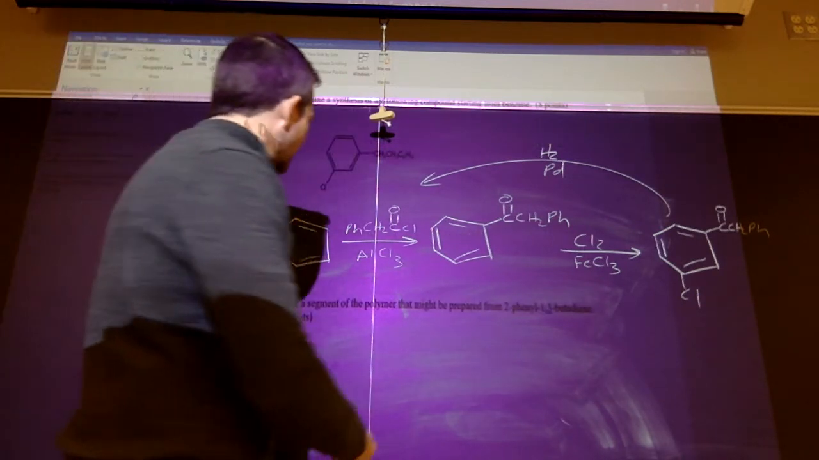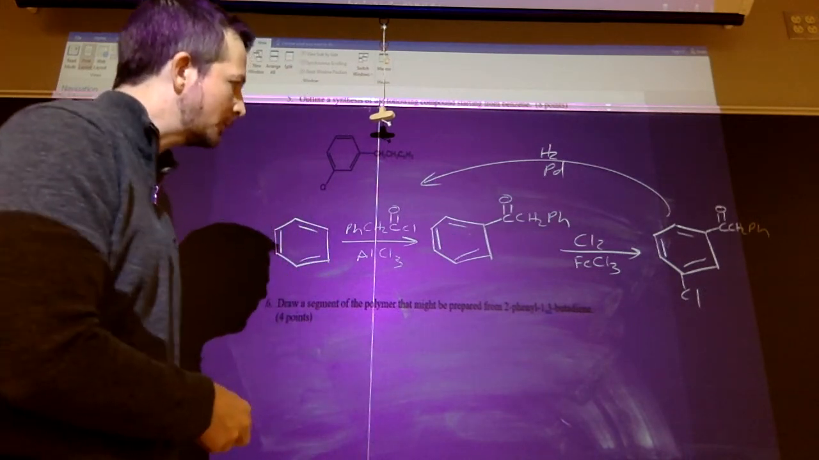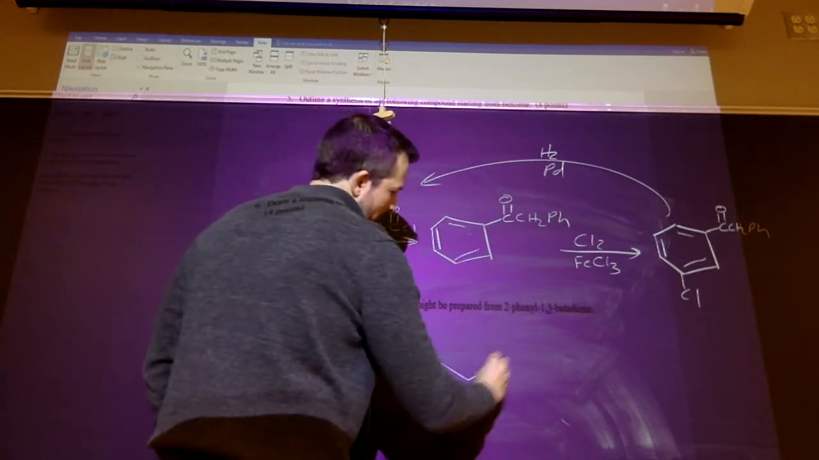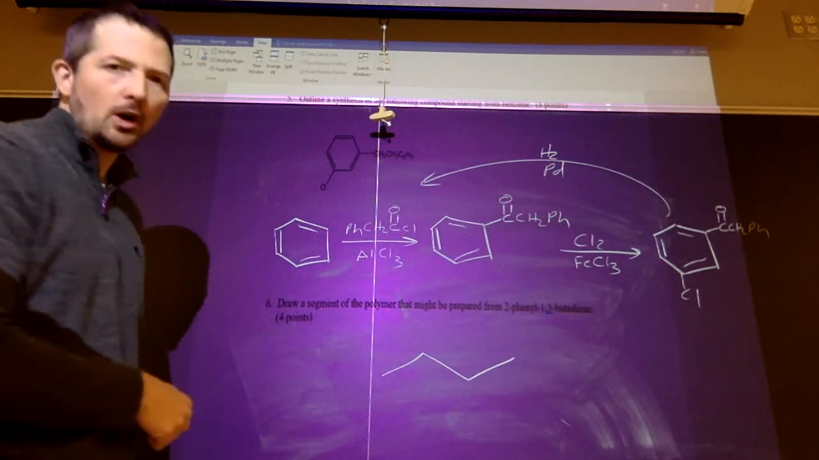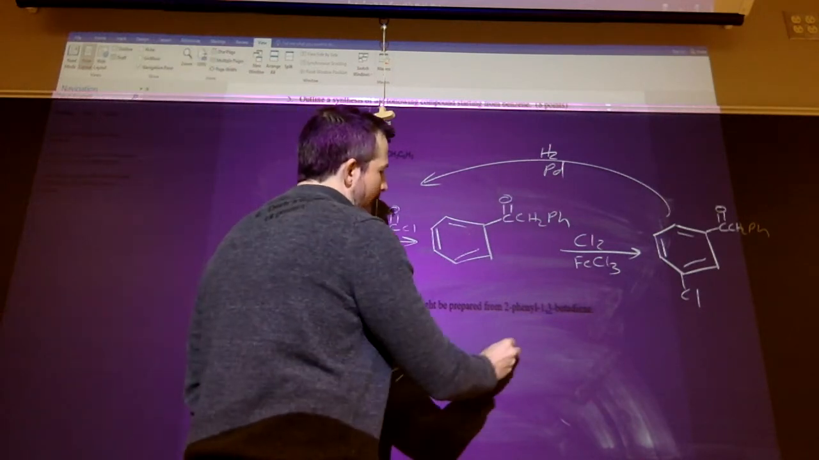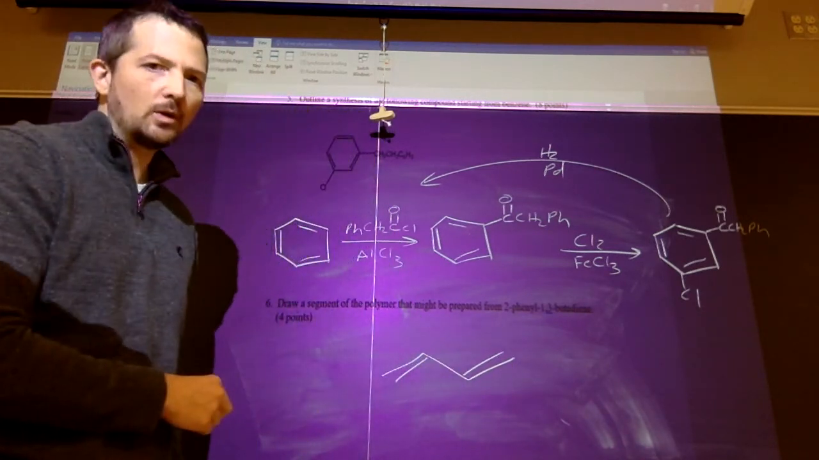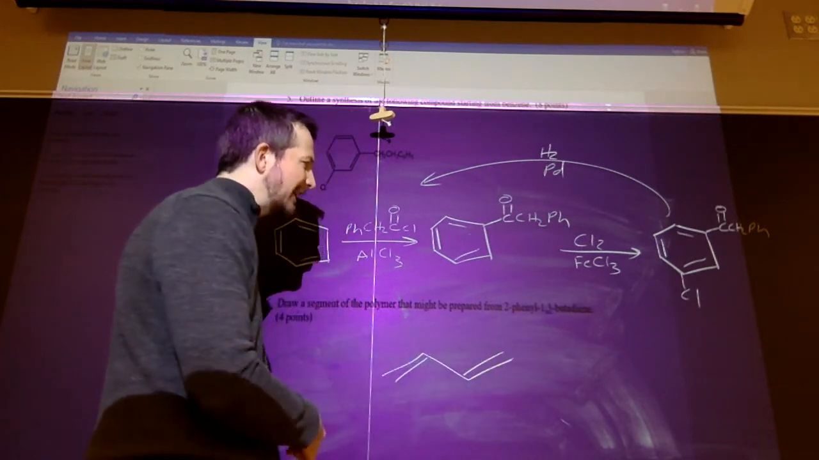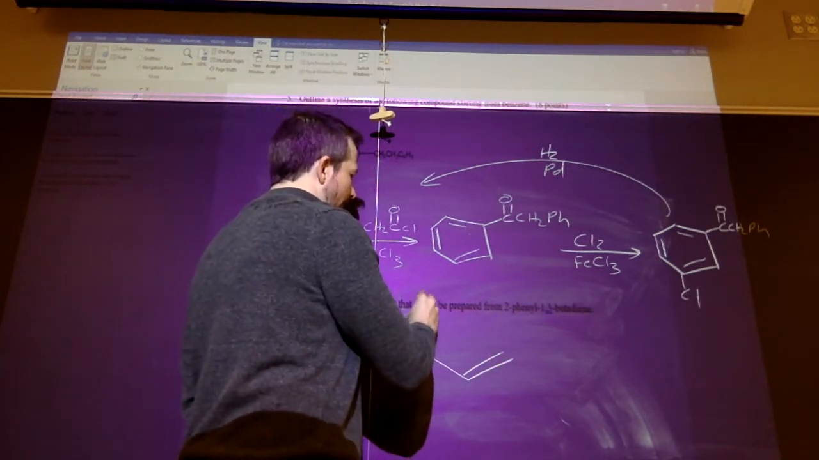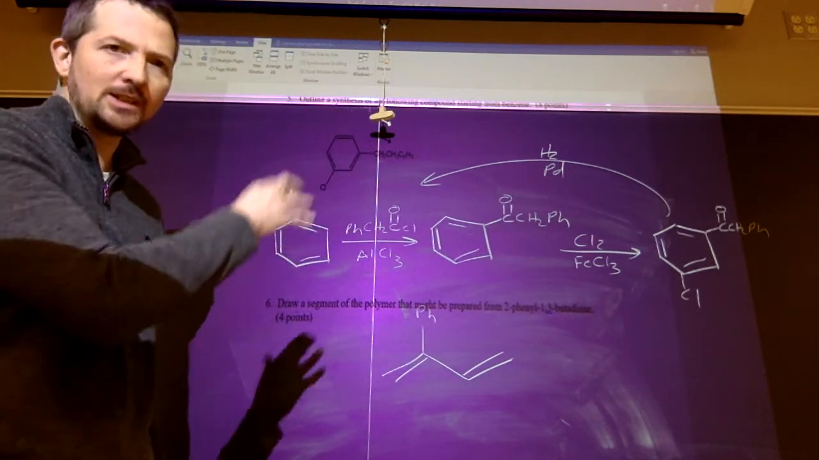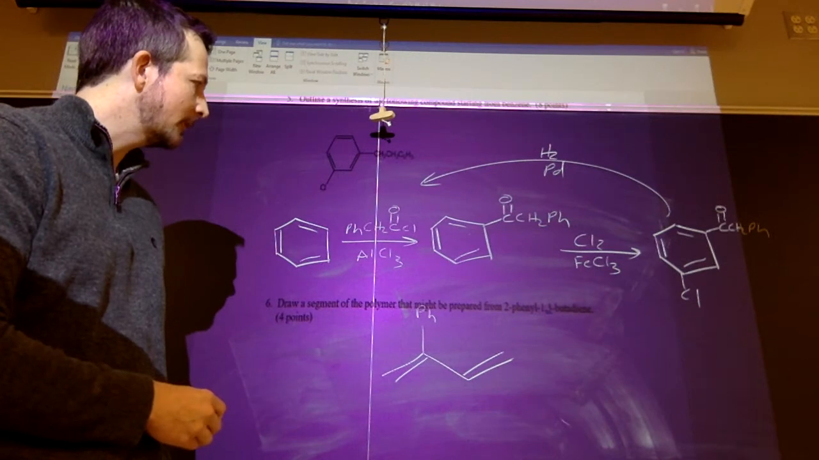Let's look at this next one. It says, draw a segment of the polymer that might be prepared from 2-phenyl-1,3-butadiene. So I'm first going to draw my starting material. But is 4 carbons, diene at the 1 and 3 positions. So 1, 2, 3, 4. So there's 1,3-butadiene, 2-phenyl. I'm just going to put Ph to stand for phenyl, but that's a benzene ring if you want to draw out the benzene ring.